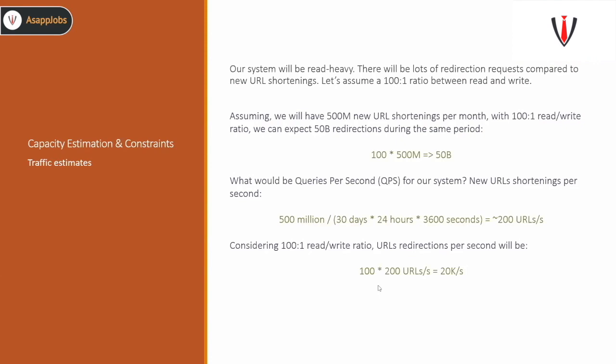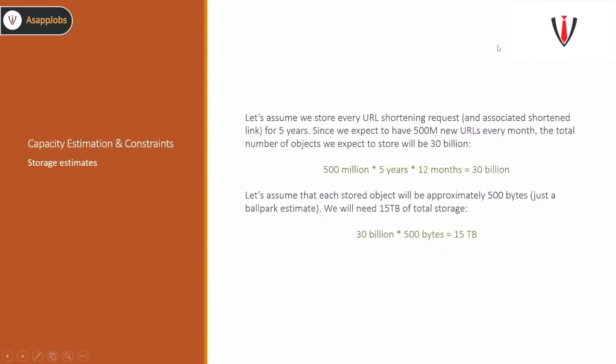Now that I'm talking about estimates, another interesting aspect to think about is how many kinds of estimates there are. What we did is a traffic estimate. The next one could be a storage estimate. Fine, we know how the traffic is going to look, but how much storage are we going to consume? That could be the next question. So you can go through this. Let's assume we store every URL shortening for 5 years. Considering we're going to have 500 million URLs every month, the number of objects we're going to have is 500 million times 5 times 12.